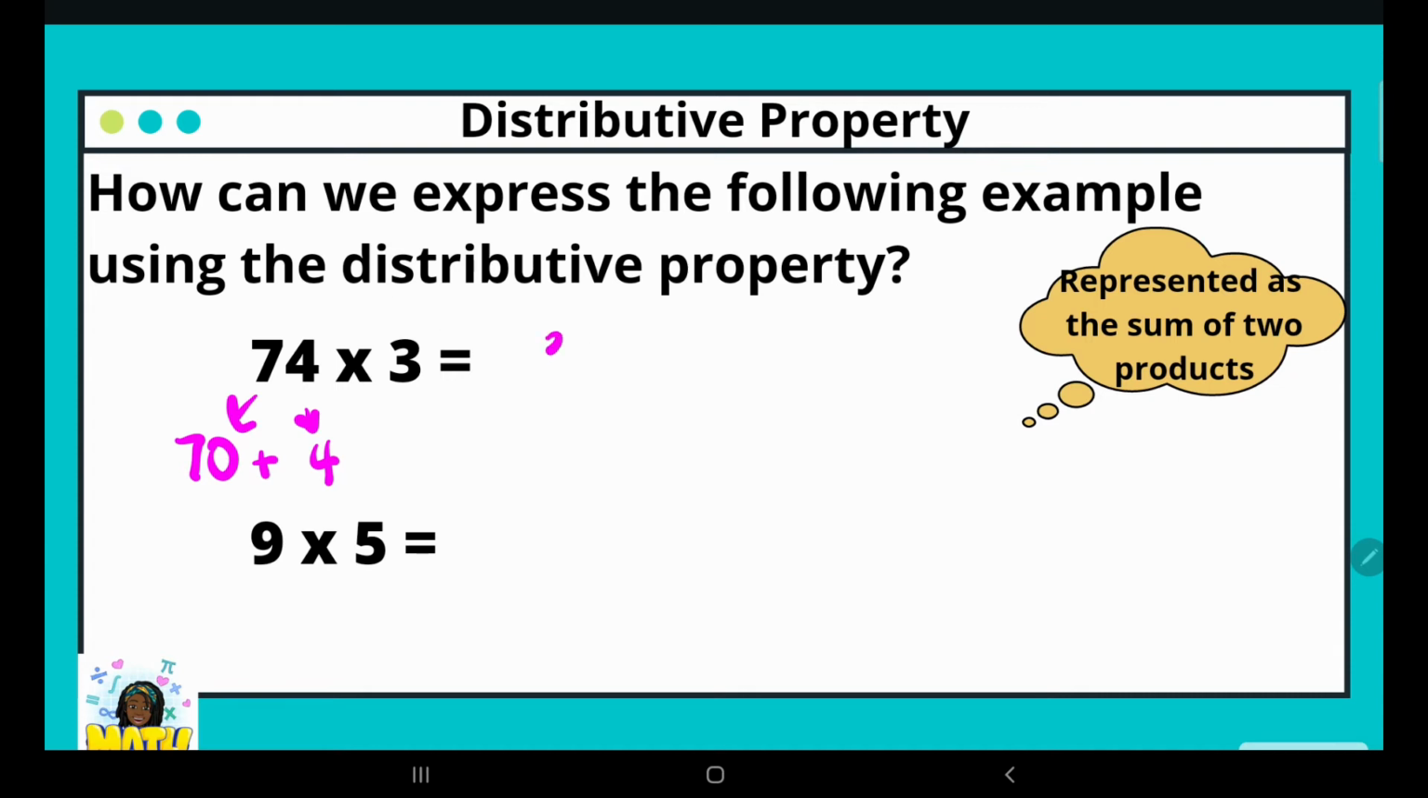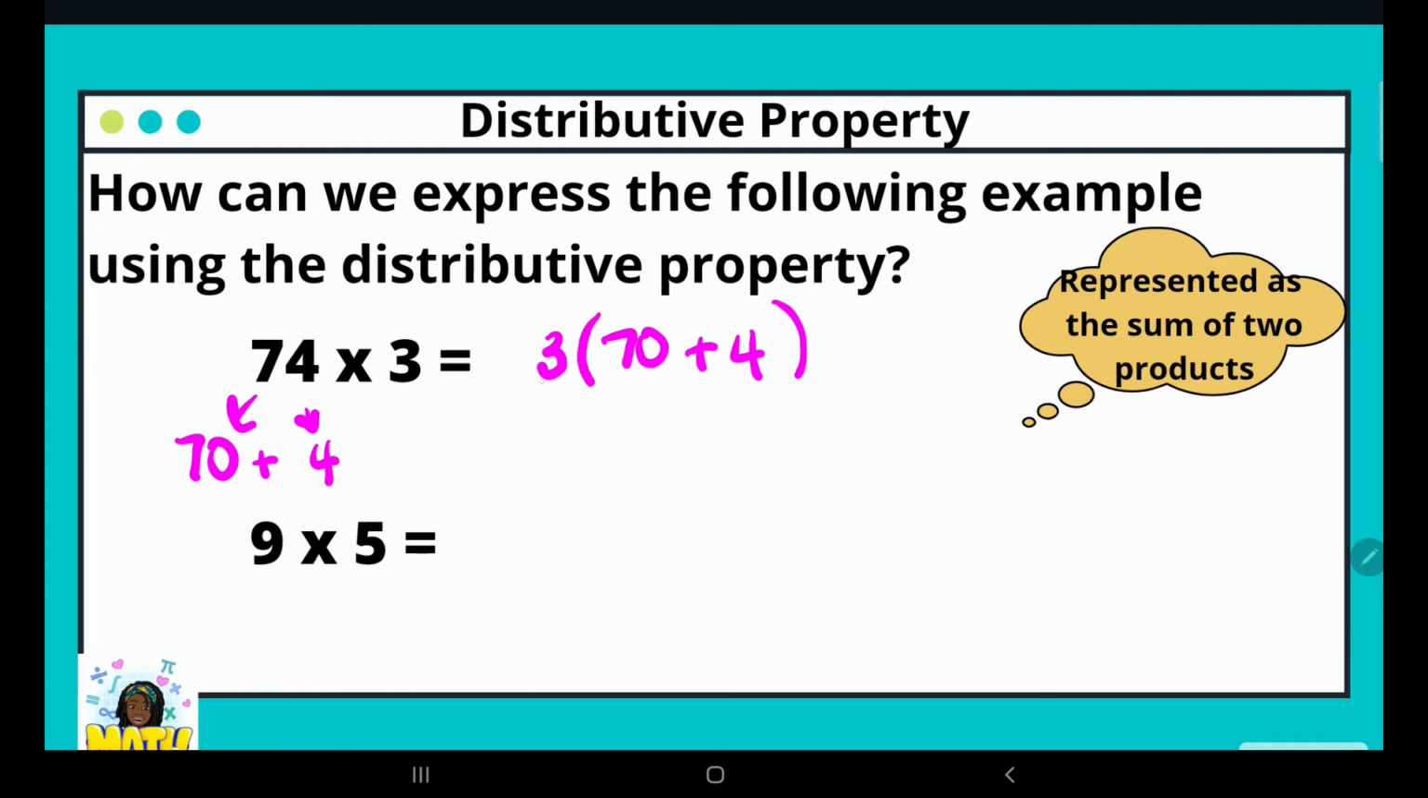So I'm going to rewrite this with the 3 on the outside, and I'm going to use my parentheses because we like to use parentheses when representing distributive property. And I'm going to put the sum on the inside. So I can represent 74 times 3 as 3 times the sum of 70 plus 4. Now, if I were to distribute, you would see that we would get the exact same answer.